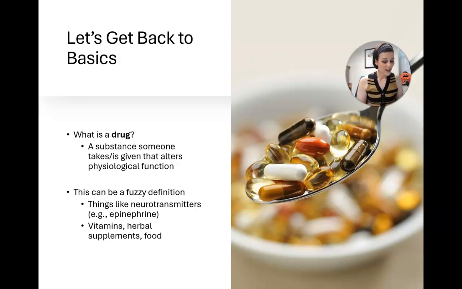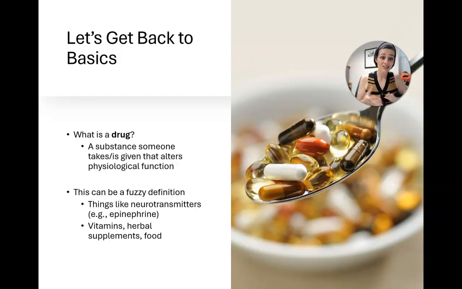Now, additionally, things like neurotransmitters. So for example, as another example, your body makes epinephrine on a regular basis. But if somebody has an allergic reaction to something like shellfish or a bee sting, they may have to give themselves an injection of epinephrine in the form of an EpiPen. When your body makes epinephrine, it's not a drug. But when you're taking it via an EpiPen, it suddenly is.